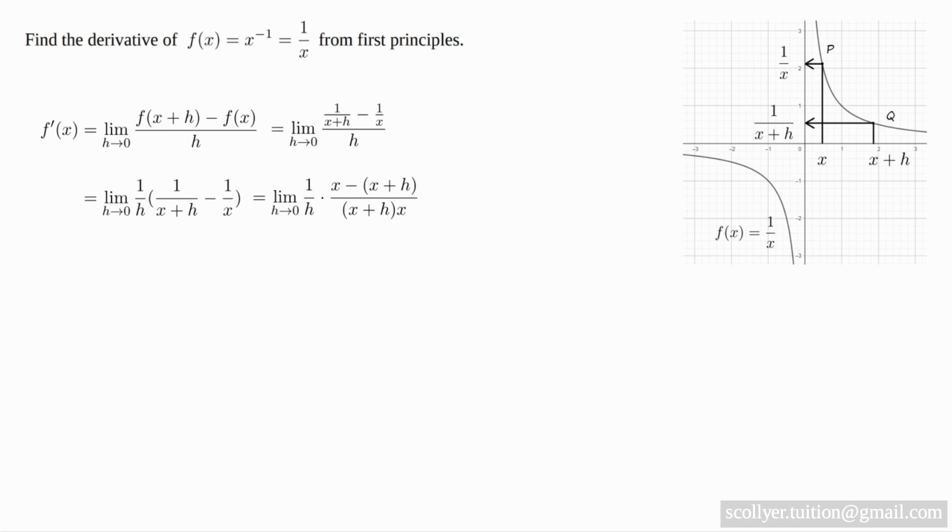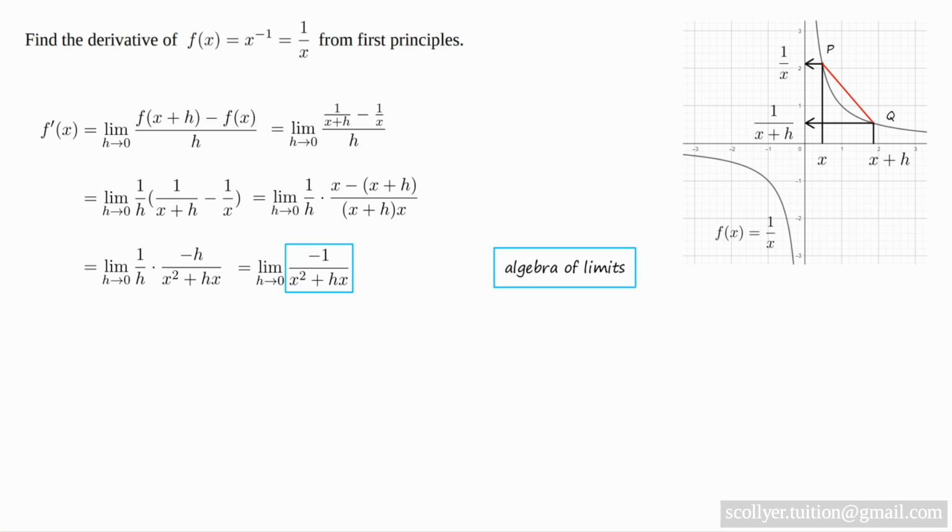And by putting the fractions over a common denominator of (x+h) times x, we obtain the limit as h tends to 0 of 1/h times (x - (x+h))/((x+h)x), which simplifies to the limit as h tends to 0 of 1/h times (-h)/(x^2 + hx). And we cancel h top and bottom to obtain the limit as h tends to 0 of -1/(x^2 + hx). And the expression in the blue box is the gradient of the chord joining P and Q, shown in red.